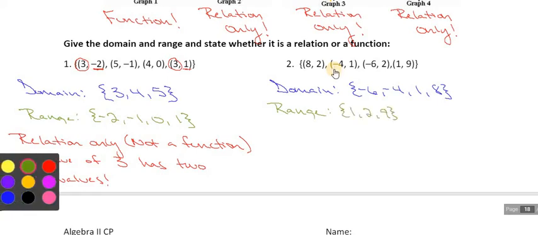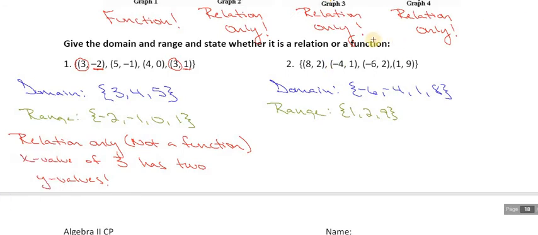And it's important to keep in mind that in terms of a function, it means every x must have one y. We don't care about what's happening with the y's. Those y's can be duplicated left and right. Doesn't matter. But every x must have exactly one y. So x of 8 is only listed once. X of -4 only listed once. -6 only listed once. 1 only listed once. So we don't have any duplicated x's.